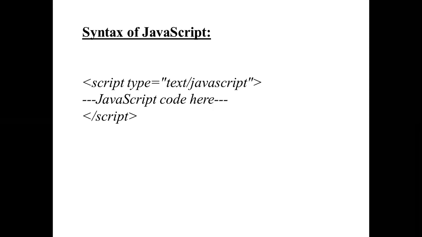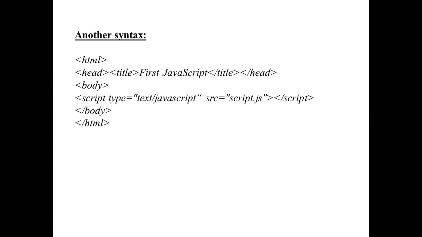The first syntax is script type equal to text slash JavaScript, write the JavaScript code, and next end the script tag. This script tag can be written in the head section as well as the body section in HTML. Next, in the other syntax we first write the script in some script.js file, where JS is the JavaScript file extension. Then we link that JavaScript file into the HTML code by using the src attribute in the script tag. So this is the syntax for JavaScript.